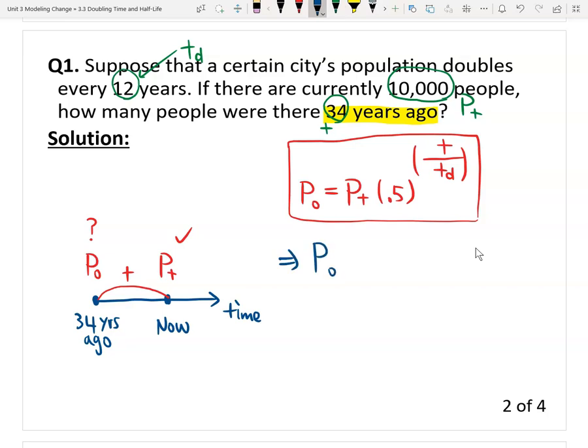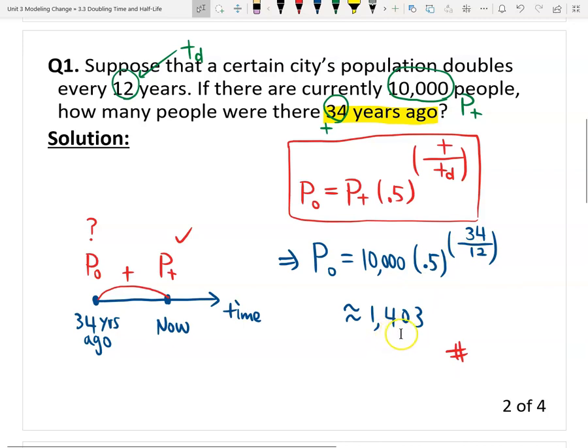We have the initial value, P0 equals PT, which is 10,000, times 0.5 raised to the power of T, which is 34 years, over TD, which is 12 years. Use your calculator to calculate. You will get approximately 1,403. That's the answer. Which means 34 years ago, the population was 1,403. Okay, let's practice one more question.